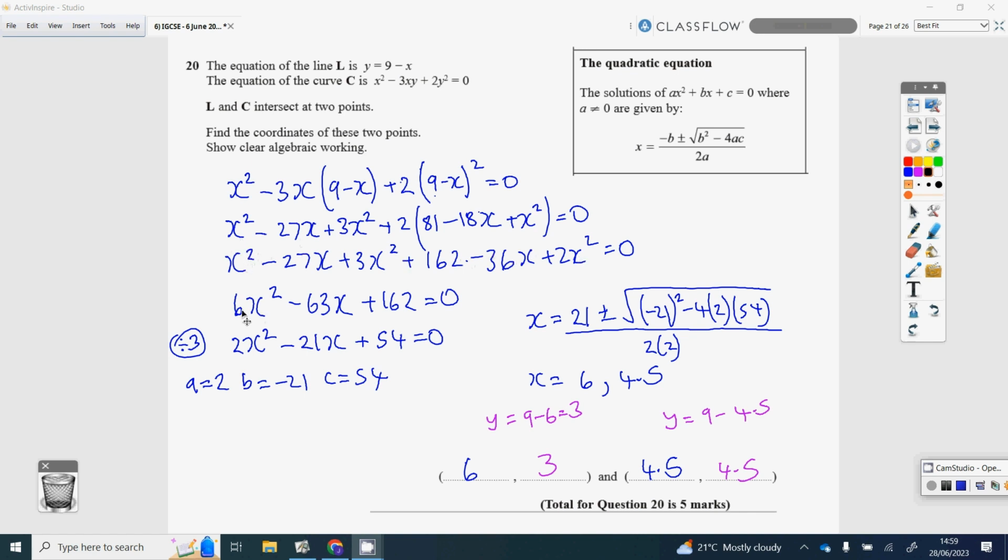And then I've tidied it all up. I've simplified like terms here. And I could see it was all divisible by 3. So I've divided it by 3, giving me this equation here. So my A is 2, my B is minus 21, my C is 54. And I've substituted that into the quadratic equation, giving me x values of 6 and 4.5. I've then just used the fact that y equals 9 minus x with these x values to work out my y values being 3 and 4.5.